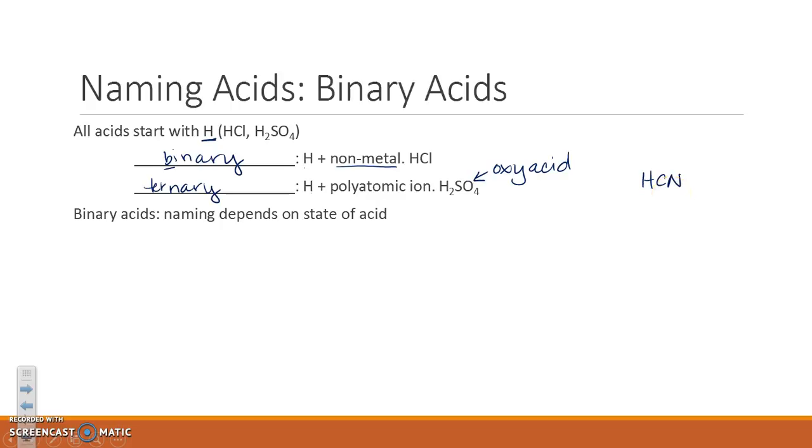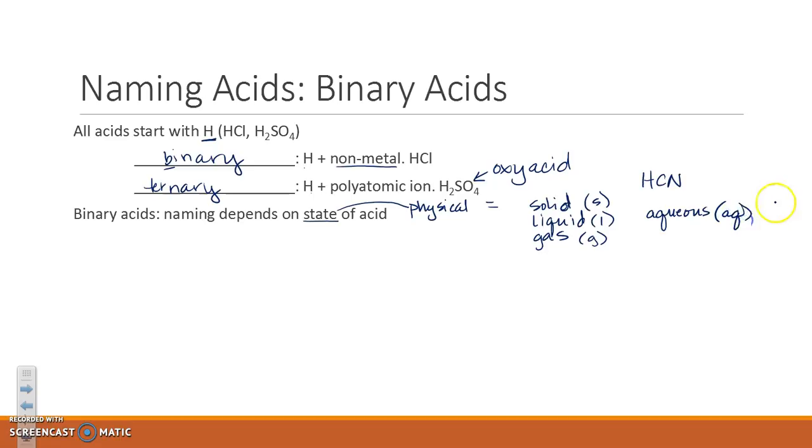When you name a binary acid, the name depends on the state of the acid. That doesn't mean Georgia, South Carolina, North Carolina, etc. That means physical state. That means you can have a solid, a liquid, or a gas. Solid would be S, liquid would be L, and gas would be G. If you take any of those and dissolve them in water, you get something called an aqueous solution. We'll be dealing with those later on. We would symbolize those as AQ.